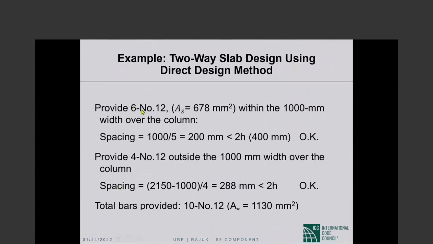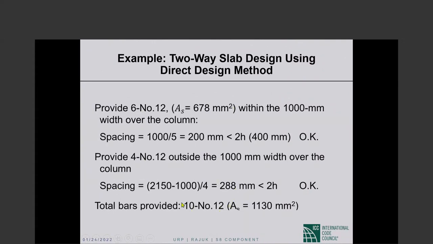So 5 number 12 bars didn't do. We had to provide 6 number 12 bars. That was a total area of 678 square millimeters within the 1000 millimeter width. Spacing of that is 200 millimeters, which is less than the maximum. Outside of the 1000 millimeter width, we provided 4 number 12 bars and the spacing was fine.